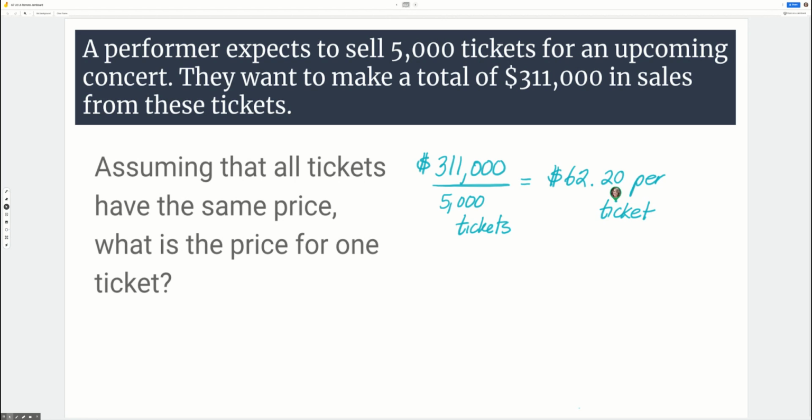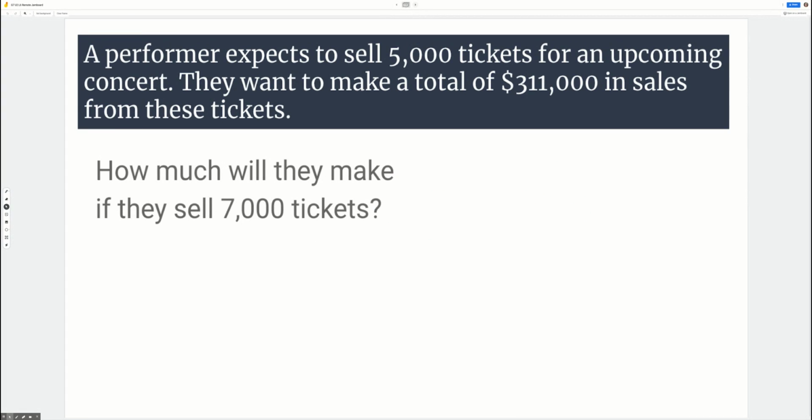In the unit leading up to this, we worked all with proportions and finding unit rates. So we just solved number 1. Now we just discovered that it's $62.20 if we sell 5,000 tickets. Now question 2 is asking, what happens if you sell 7,000 tickets? Well, I like to keep my unit rate in mind, so don't forget, one ticket is $62.20. I'm going to write that per ticket up here on the top.